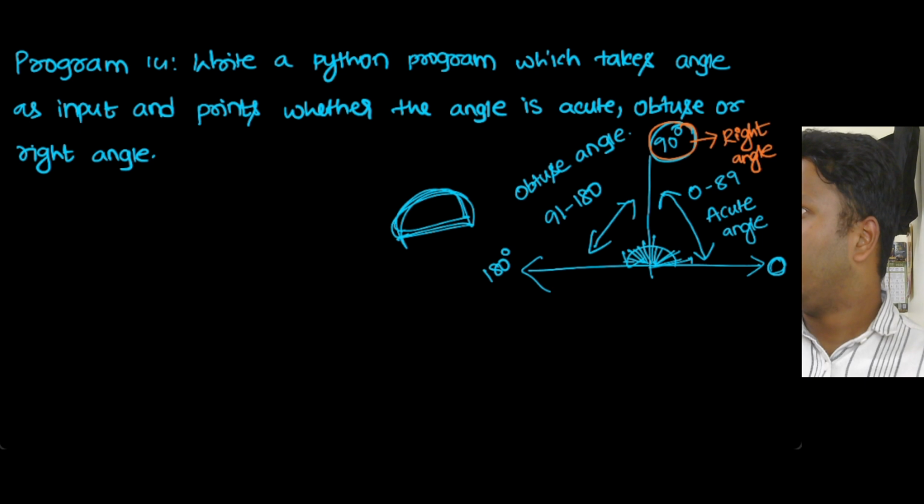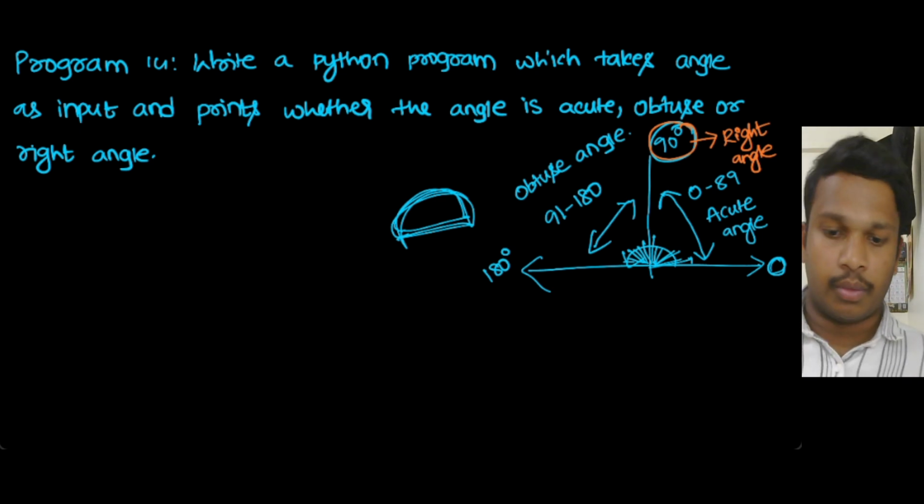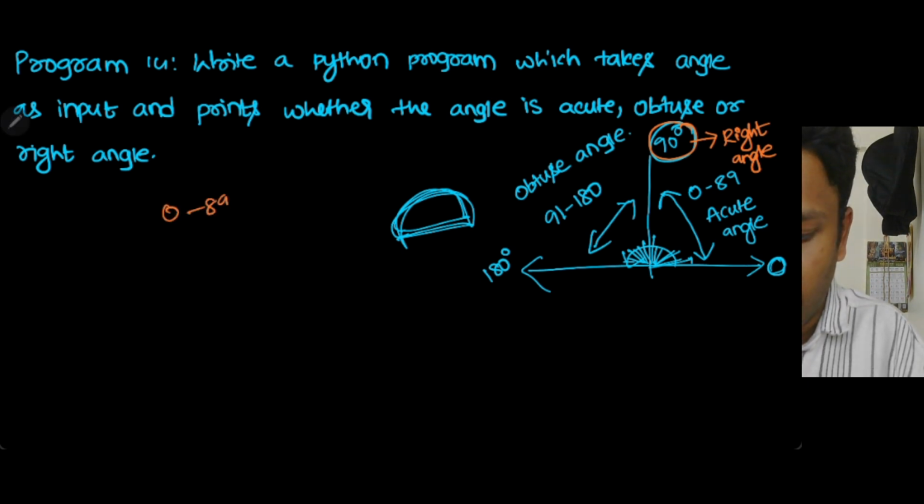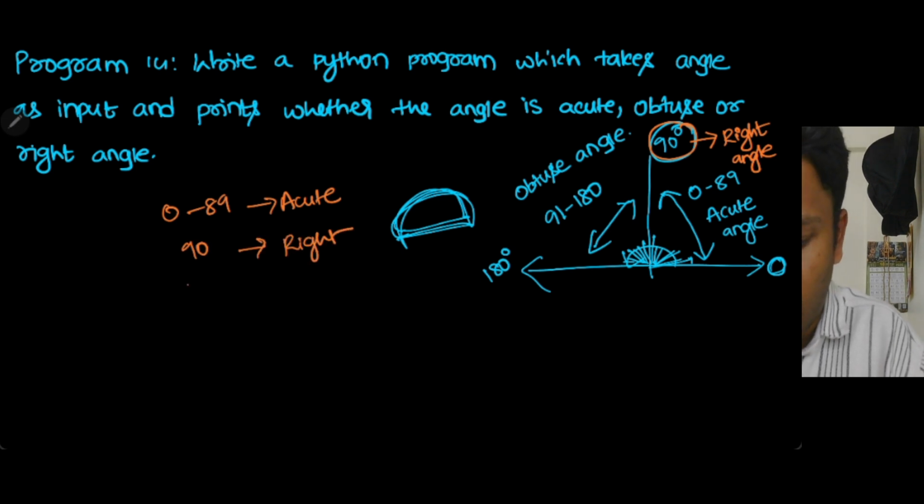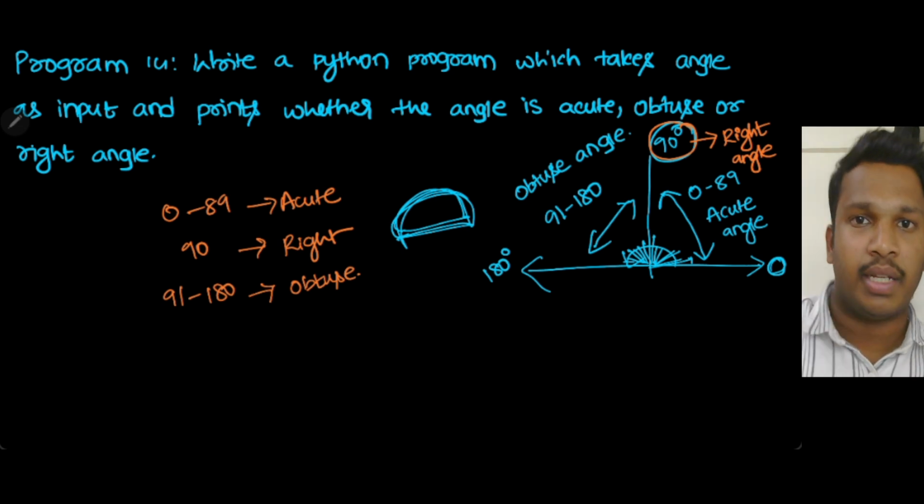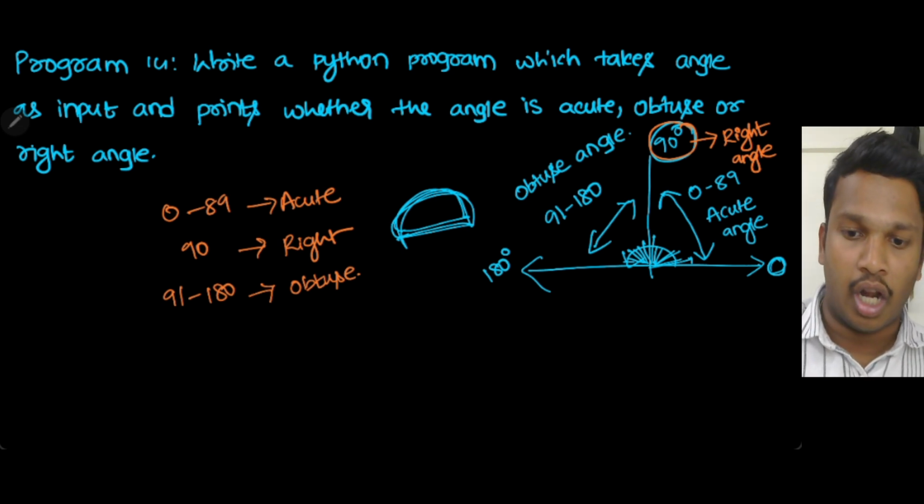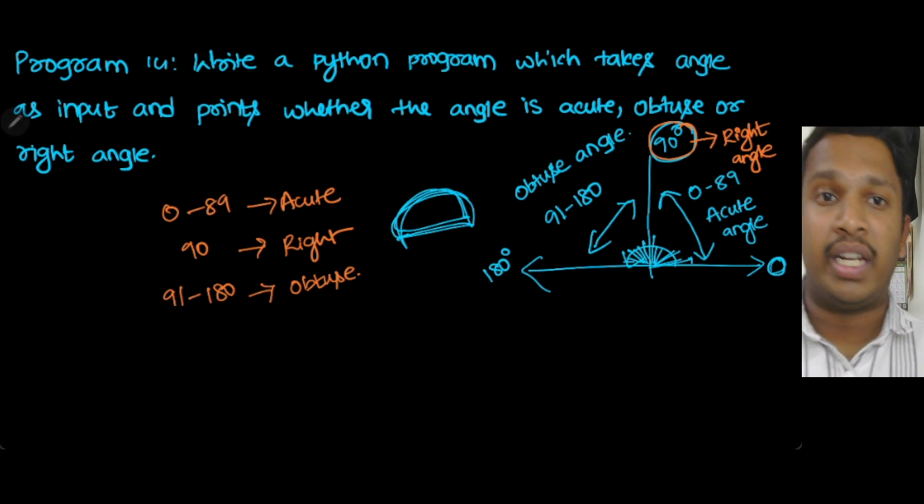Now, they are asking to print which angle the given angle is. 0 to 89 will be considered as acute, 90 degree is considered as right angle, and 91 to 180 will be considered as obtuse. These are the three different angles basically we have, and you know the range also. Now how to print this? This is the question.